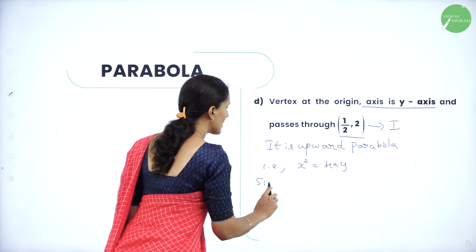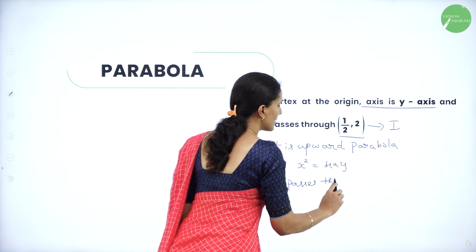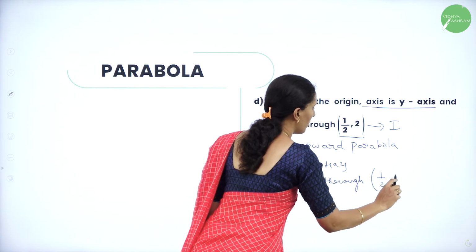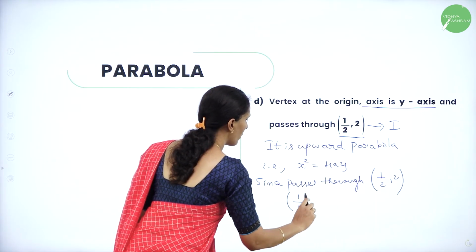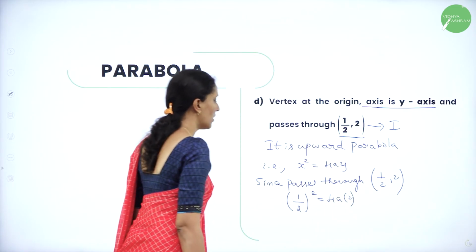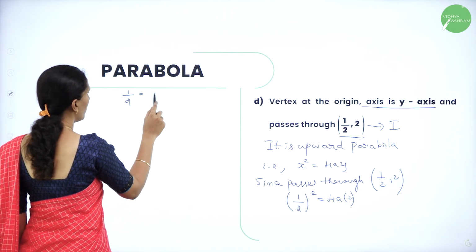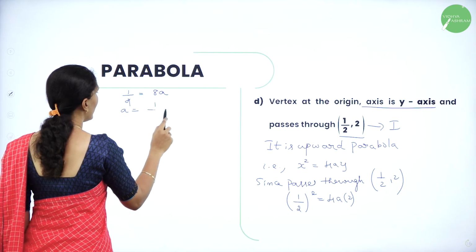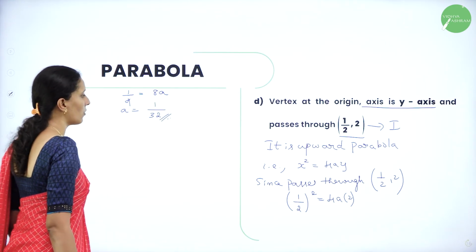Now since it passes through the point (1/2, 2), I can write this as (1/2) whole square is equal to 4a into 2. So this implies 1 by 4 is equal to 8a, or a is equal to 1 divided by 32. So this is the value of a now.